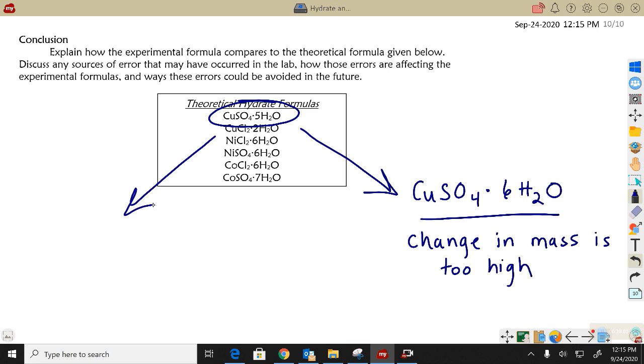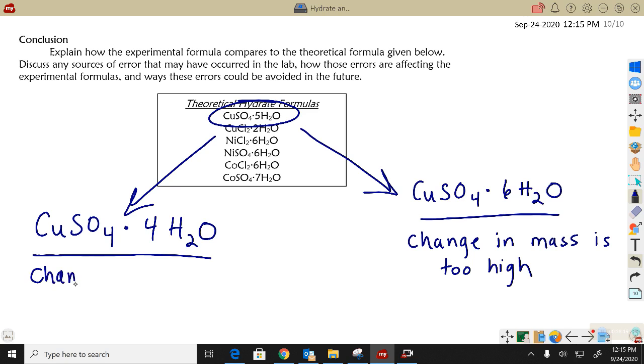So what if somebody had like copper sulfate and they only had like 4 waters? Okay, well now their change in mass is too low. They were supposed to get more water out, and they just didn't heat it long enough. Okay, so obviously then they would say, yeah, that's my source of error, is that I should have heated it a little bit longer to see if I got the 5 waters off.